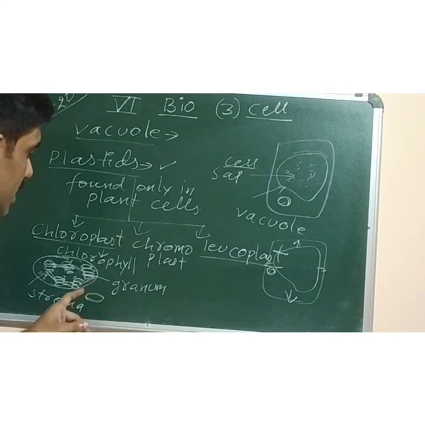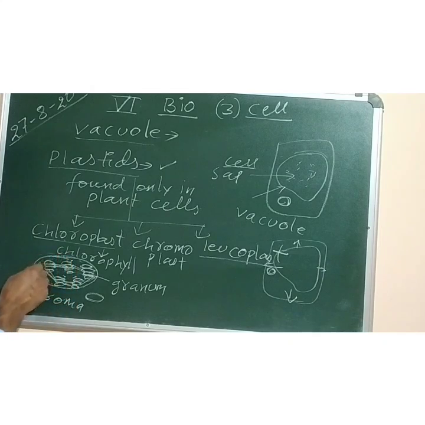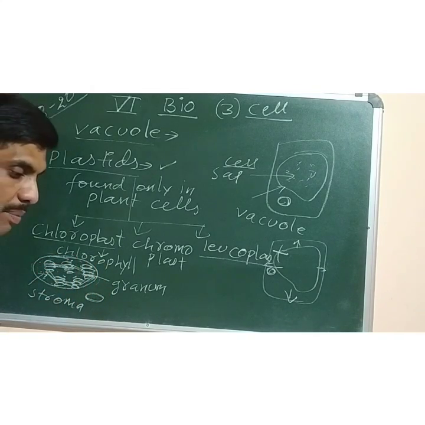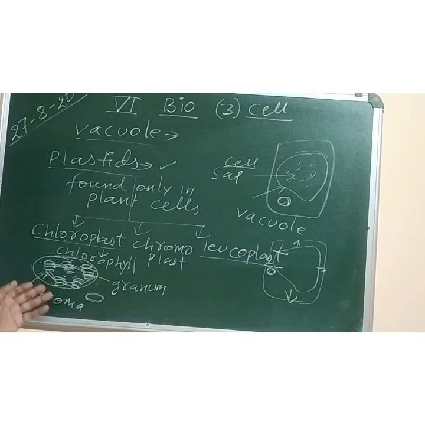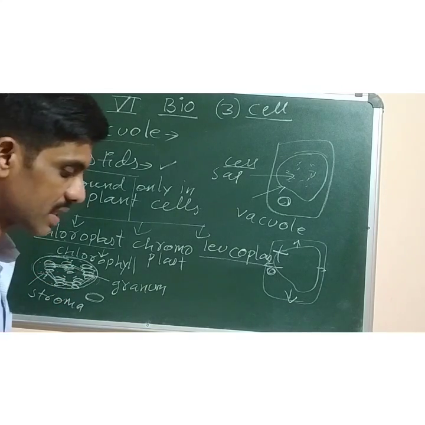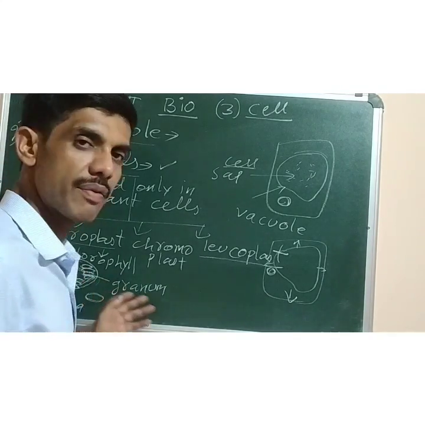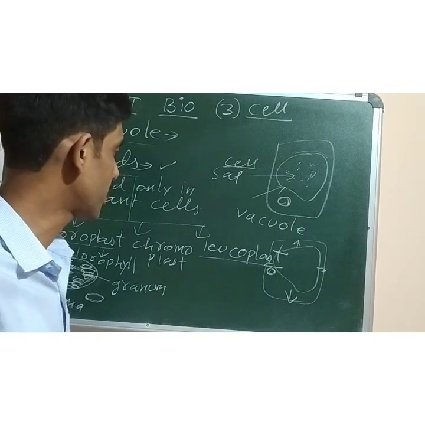And what is the structure? It is spherical or squared in shape, isn't it? And what is the function? It traps sunlight and helps in the process of photosynthesis. Now where are they present? They are found in all the green parts of the plant.